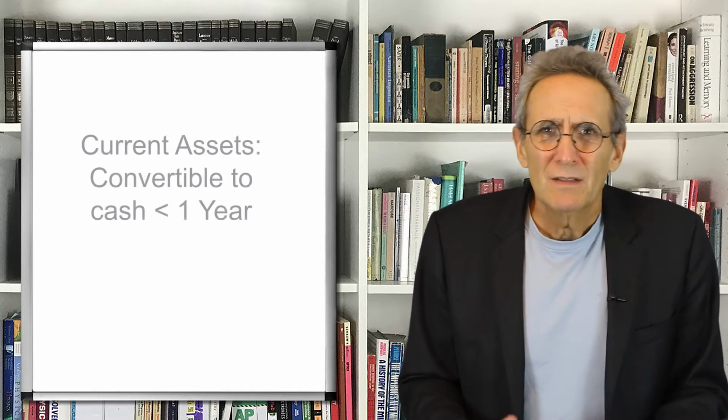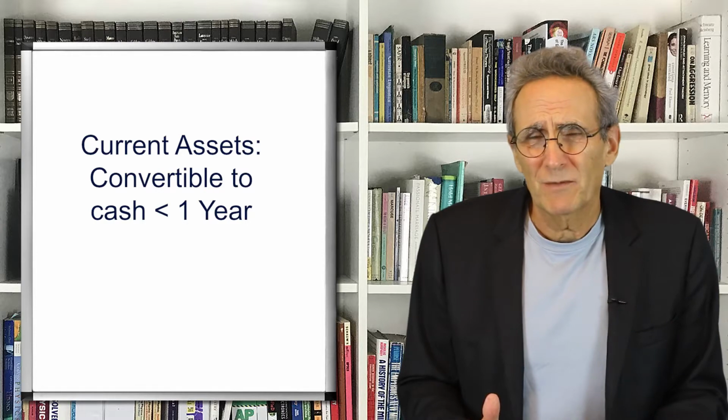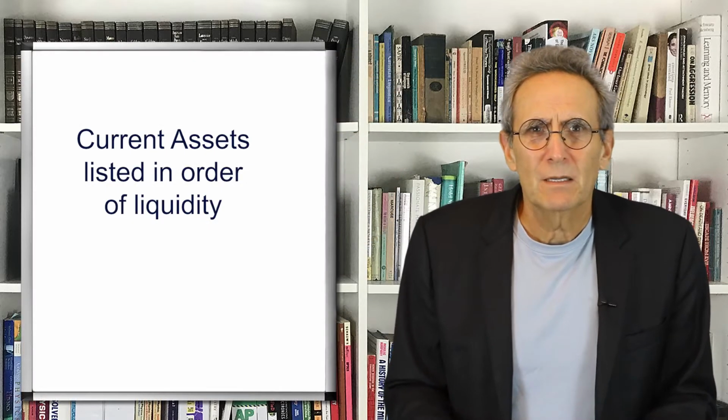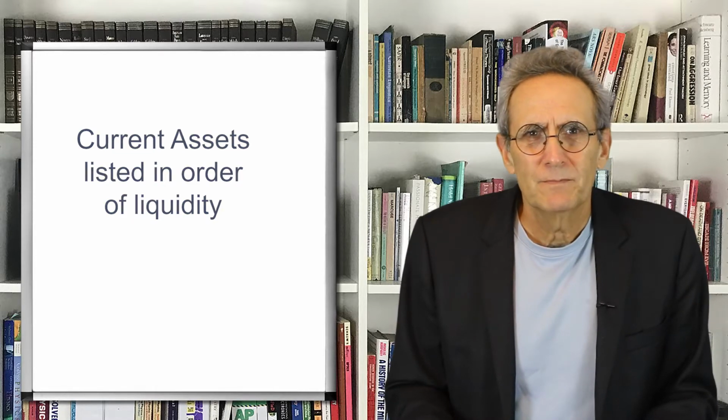An asset is deemed current if it is likely to be converted to cash within 1 year. This usually includes accounts receivable and inventory. Assets not considered current are deemed non-current. Current assets are generally listed in order of liquidity. Liquidity just means the ability to be converted to cash.